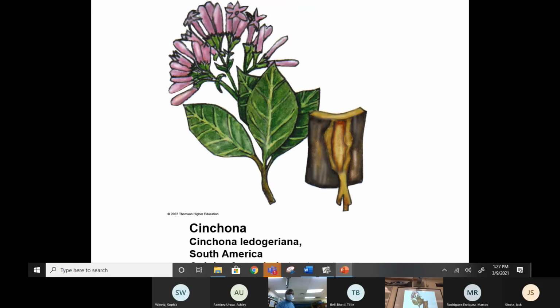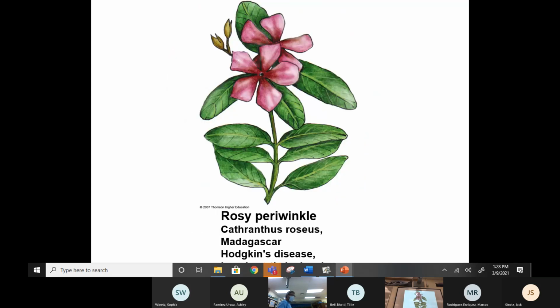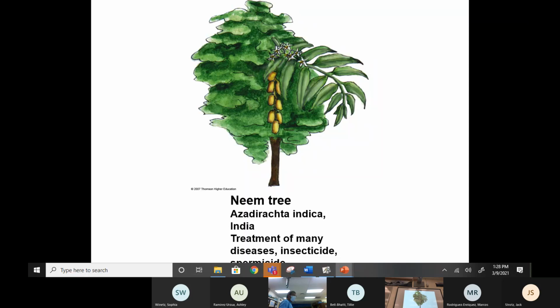Cinchona. Let me see. Do I remember this one? Because the bottom of it is blocked off. I don't remember what this one does. It might be an anti-malarial medication from the bark of this cinchona tree is what I'm thinking. And the specifics don't matter. It's more like the big idea is that wild plants provide us with medications. This one, medication for Hodgkin's disease. The neem tree, treatment of many diseases. That one I think is in India, yeah.